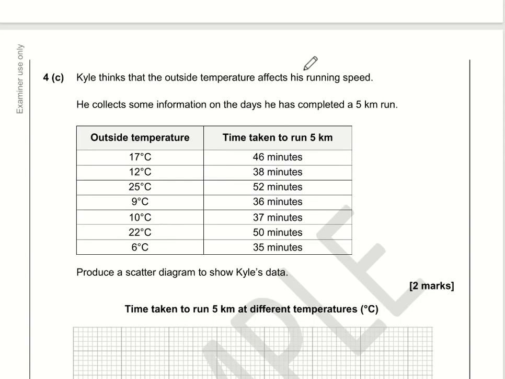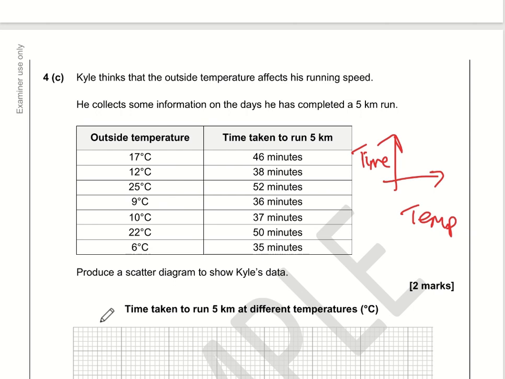Okay, so let's take a look at 4C. So we need to plot this, we need to do a scatter diagram. So probably what I would do, I would make sure that on the horizontal I'd have the temperature, and up the side I'd have the time.